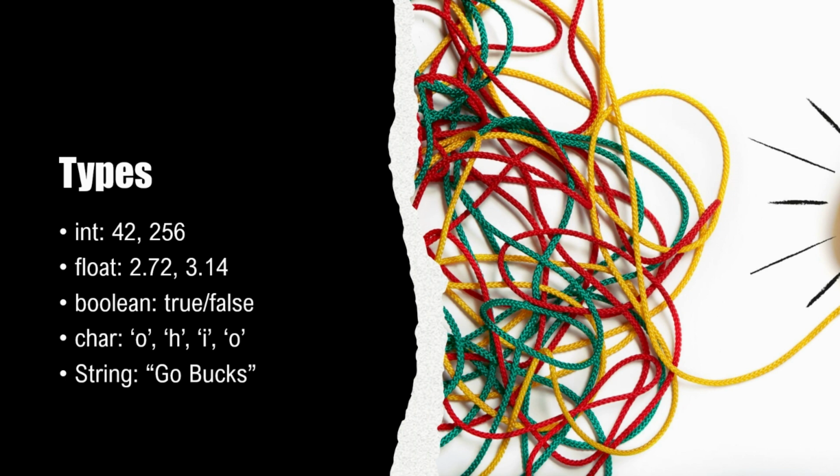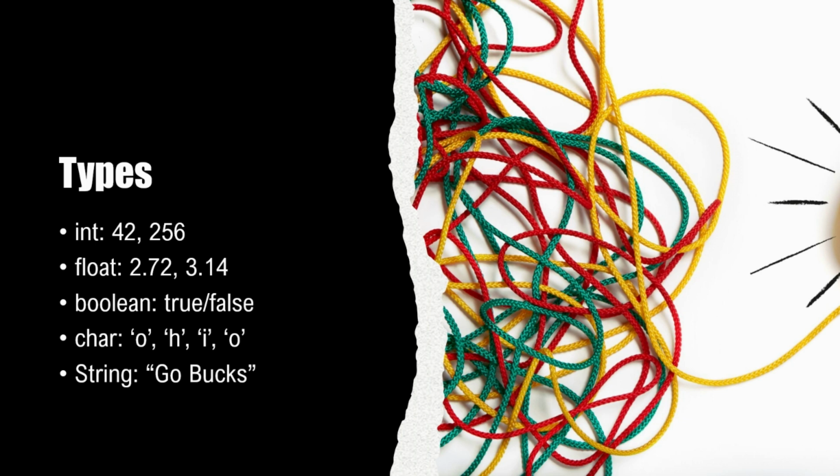You have ints, which is just short for integer. Those are just whole number values. They are allowed to be negative. They can be 0. Floats are decimal values. A boolean is true or false. It is a thing that it either is or it is not.